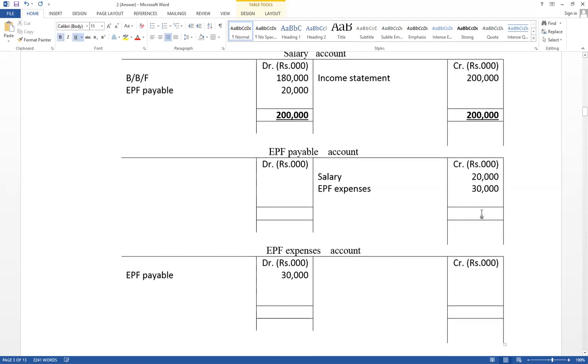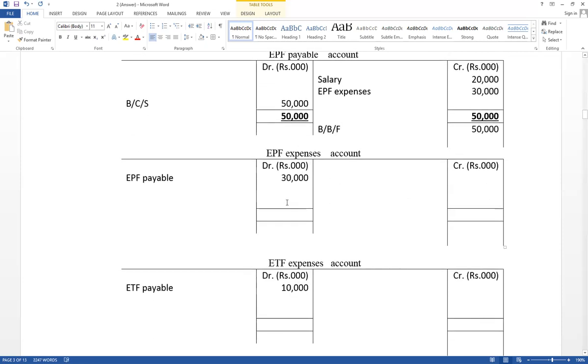EPF payable is a liability and current liability. Credit side increase. Then difference value balance carry down from debit side to credit side. Therefore, here balance carry down liability. And it should be brought forward credit side. Balance brought forward credit side. Therefore, this one should be included under current liability.